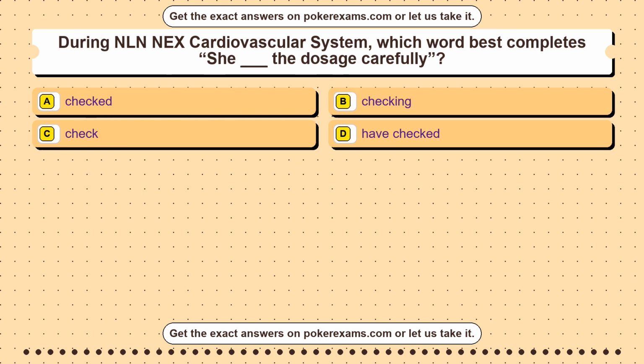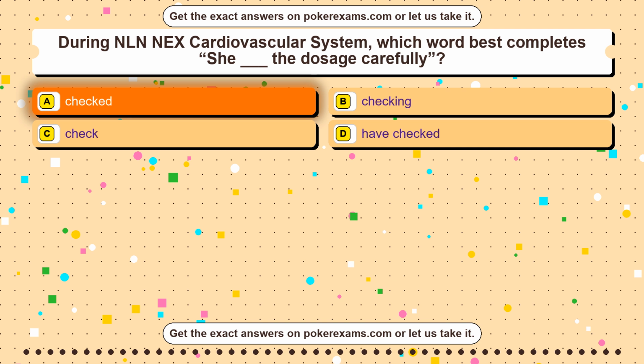Question 21. During her C2 biology review, which sentence avoids a fragment? Option A, because the test started. Option B, after reviewing biology. Option C, the student finished the practice test. Option D, while reading the passage. The correct answer is option A, checked.